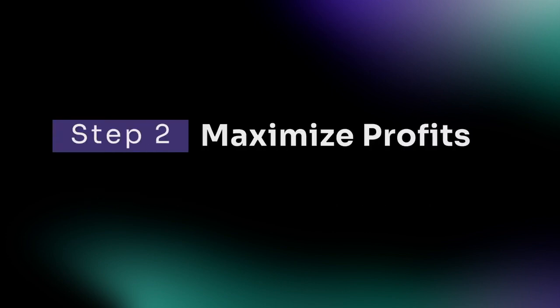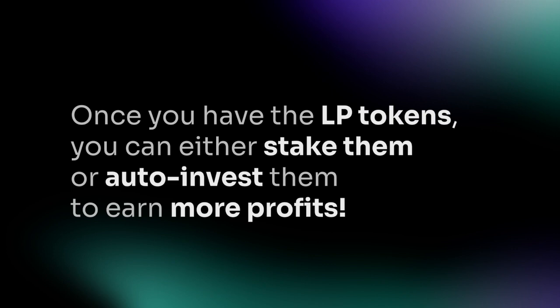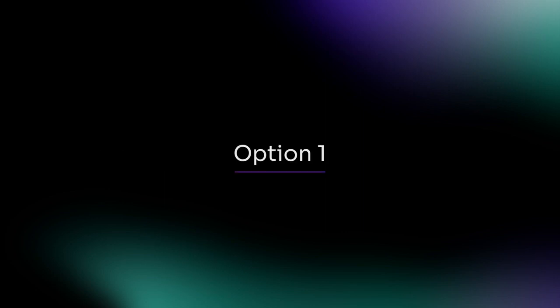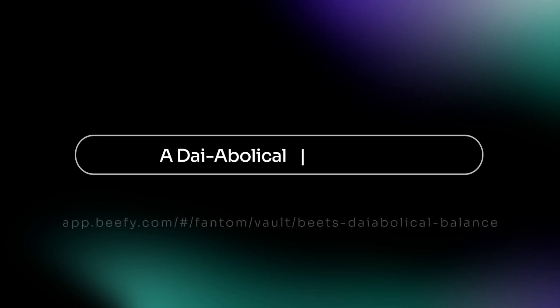Step 2. Maximize profits. Once you have the LP tokens, you can either stake them or auto-invest them to earn more. Keep watching for a guide on how to use each of these wonderful options. Option 1. Beefy Finance. Go to Beefy Finance's A Dai-Abolical Balance vault page.